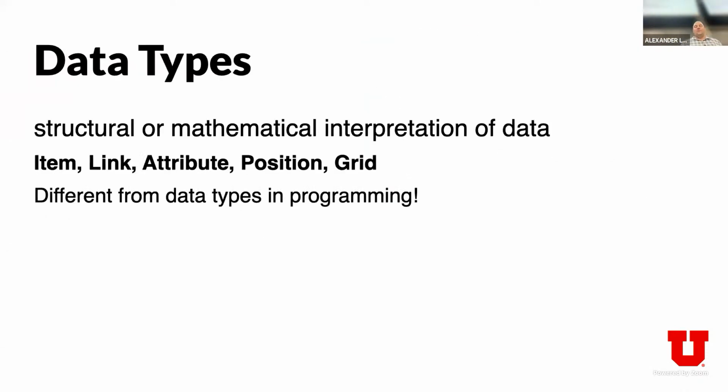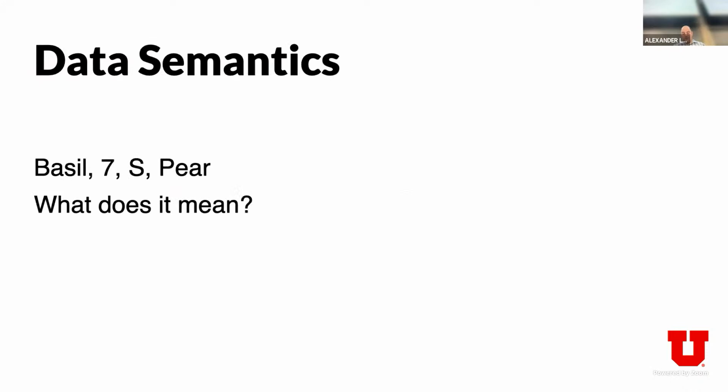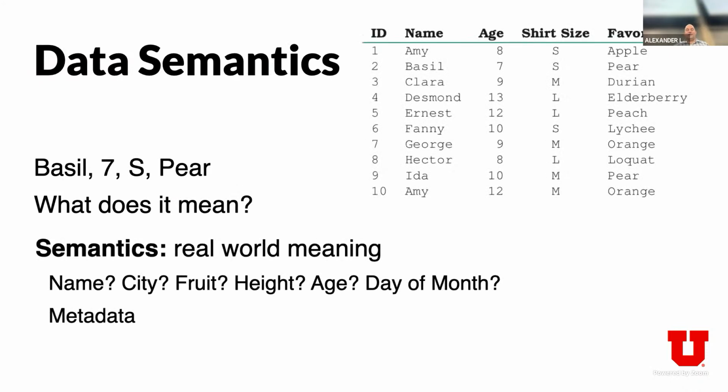So here we have our data vector that we had earlier, Basil, 7, S, pear, which is actually a record in this table. The name here is Basil, 7 is the age, shirt size is S, and the favorite food is pear, right? Now this makes sense, right? Now we can understand what's going on, and now we can also pick maybe a reasonable visualization for that.